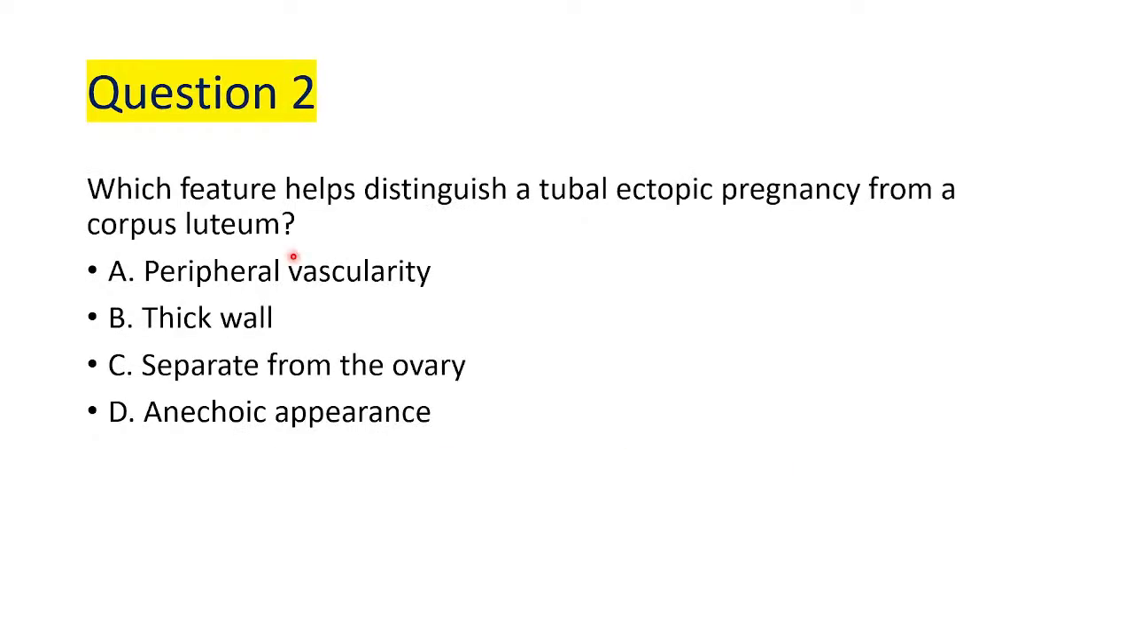Question number 2. Which feature helps distinguish a tubal ectopic pregnancy from a corpus luteum cyst? A. Peripheral vascularity. B. Thick wall. C. Separate from the ovary. D. Anechoic appearance.